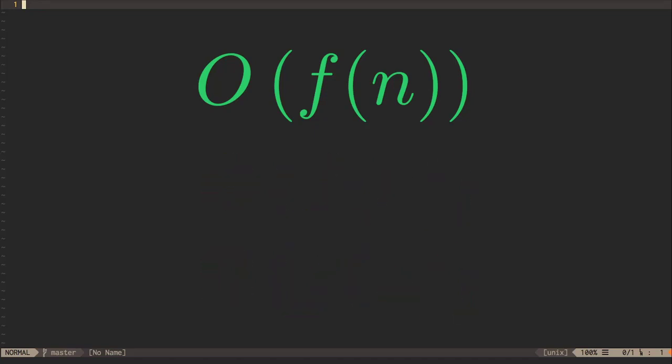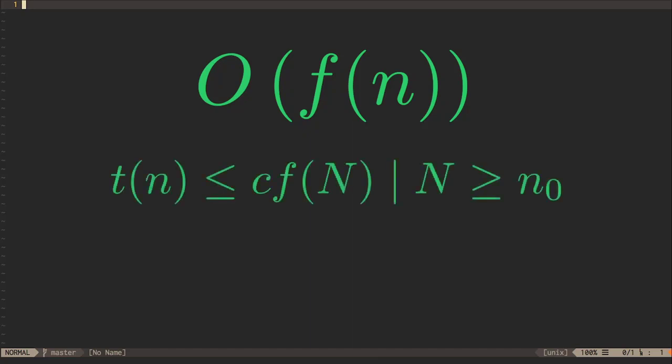The big O notation means that we can find positive constants that satisfy this inequality. For whatever f of n is, we can find a value of n beyond which our algorithm's runtime is always less than f of n.